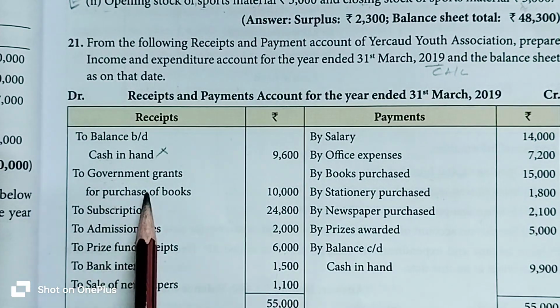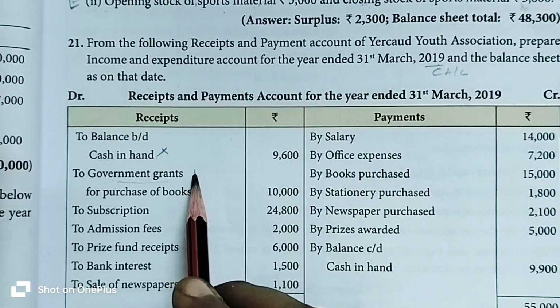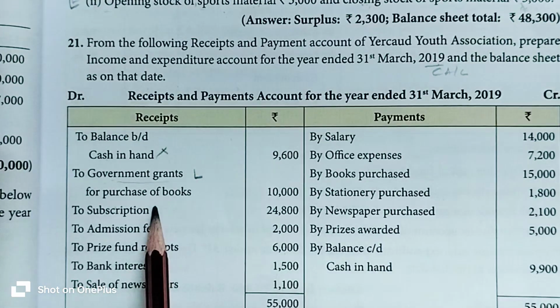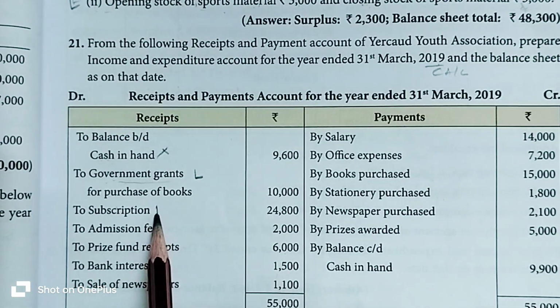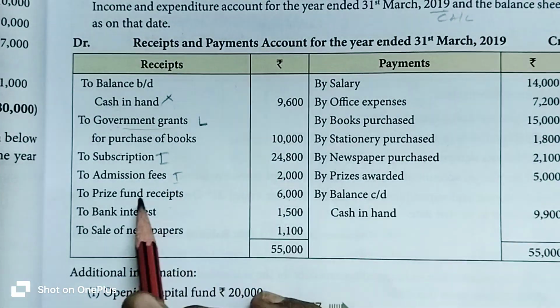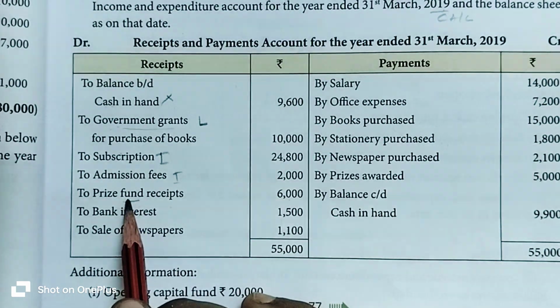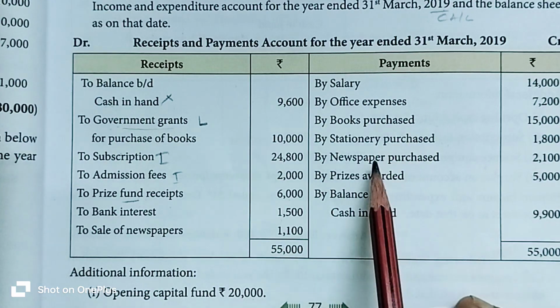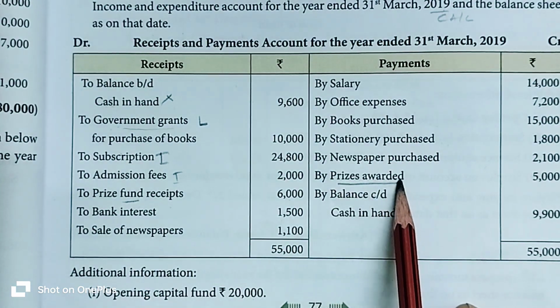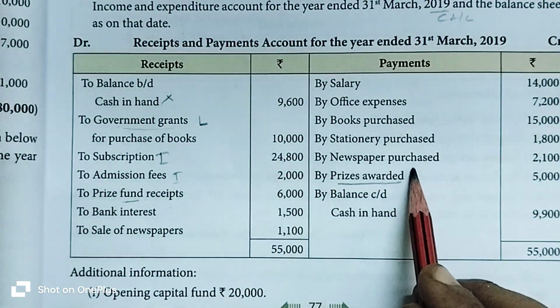Government grants for purchases of goods. Government grant is a capital receipt. It will appear on the liability side. Subscription will appear on the income side. Okay. Admission fees is an income. Then prize fund receipt. If you see the word fund, it will separately appear on the liability side. So prize fund receipt and prize awarded, which is the expense, both will appear on the liability side.